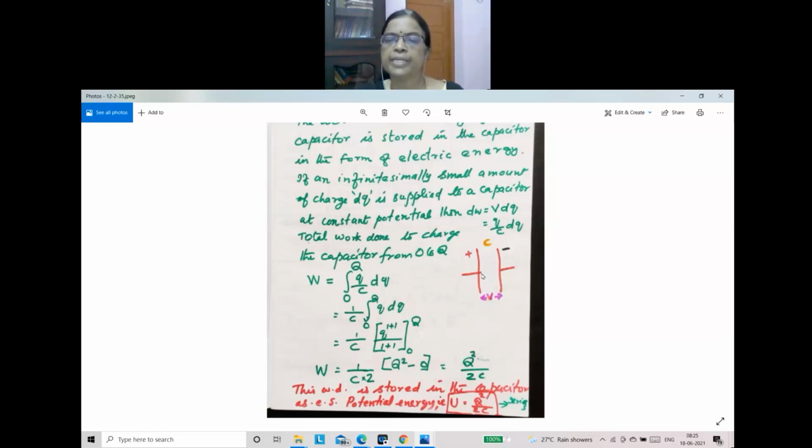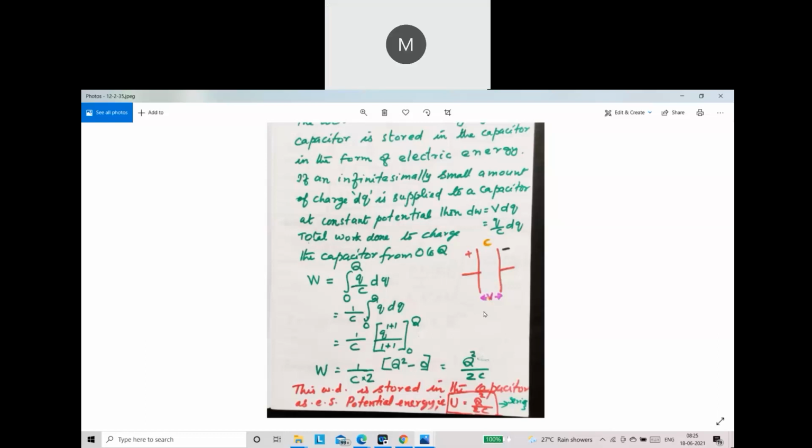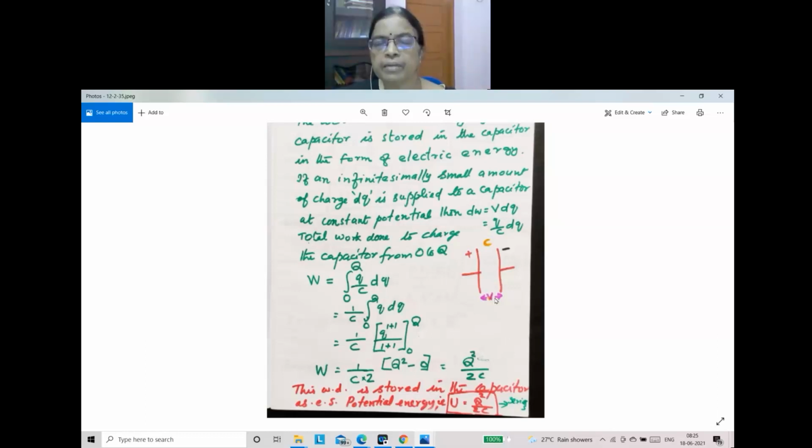So, when we charge the capacitor and Q increases, what happens to V, children? Q increases; what happens to V? V also increases. Q is proportional to V; that's the basic thing we studied. When we give more and more charge to the capacitor, the potential increases. Potential is the work done to bring a charge from infinity to that point.